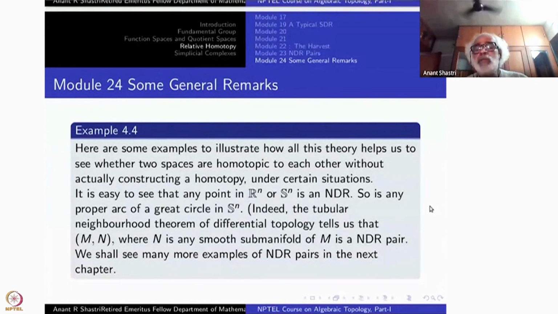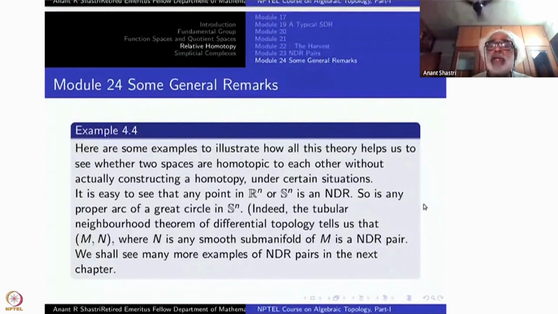To begin with, you take any point in Rn. It is an NDR, namely neighborhood deformation retract. The same thing applies to Sn also, once it is for Rn. What is the meaning of neighborhood deformation retract? We have all those big list of things, function u, function h, and so on.